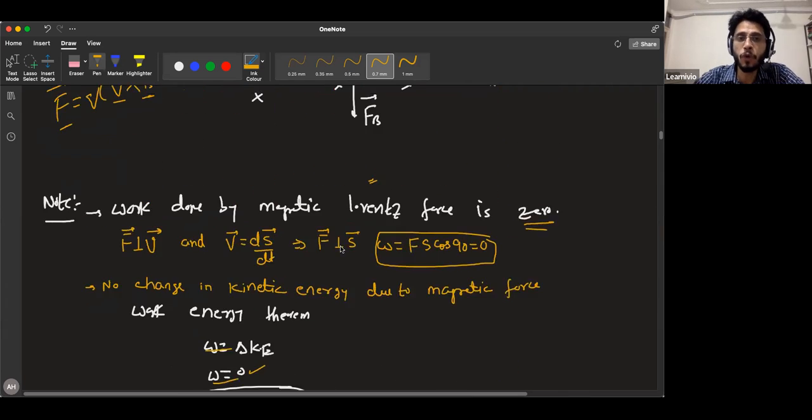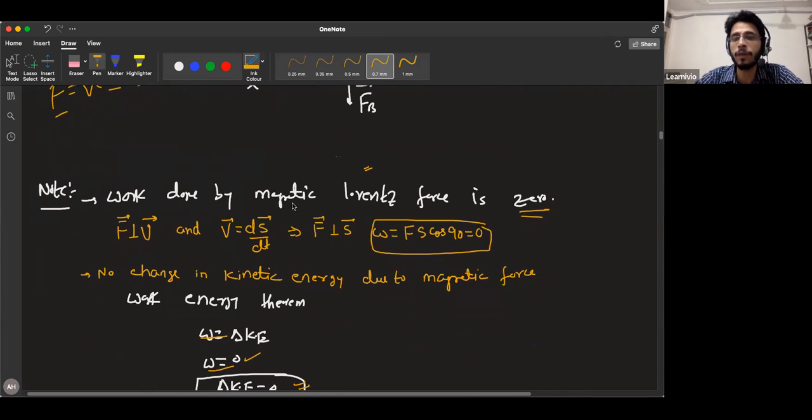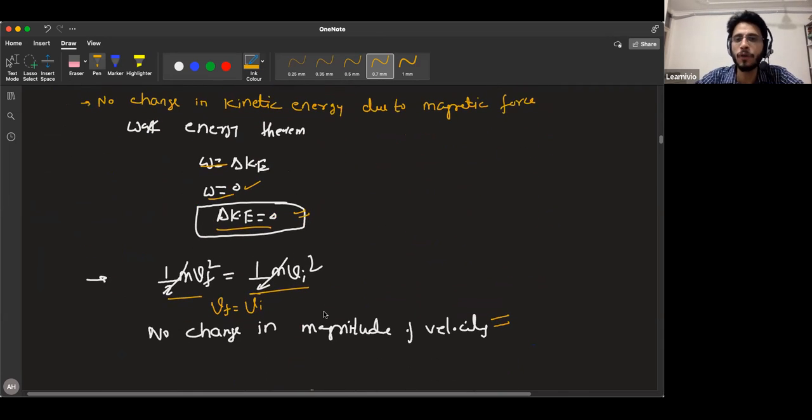Now see, one force is acting on the particle, and work done by the force is 0. No change in kinetic energy by this force. No change in magnitude of velocity by this force. Then what exactly is this force doing? Can anyone guess? Work done is 0, change in kinetic energy is 0, no change in magnitude of velocity, but force is acting on the particle. This force must be doing something. What is this force doing?